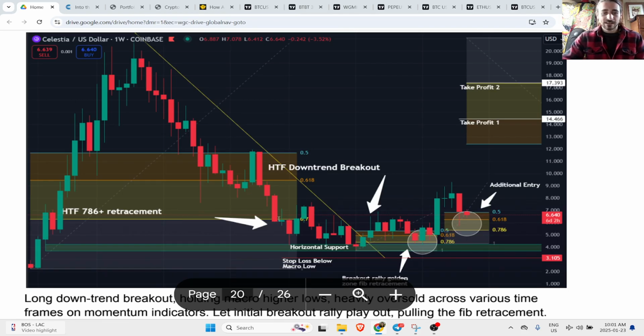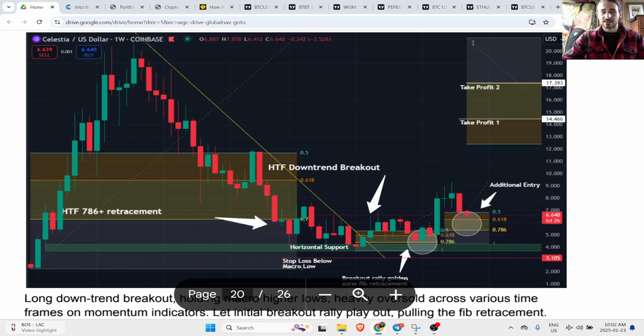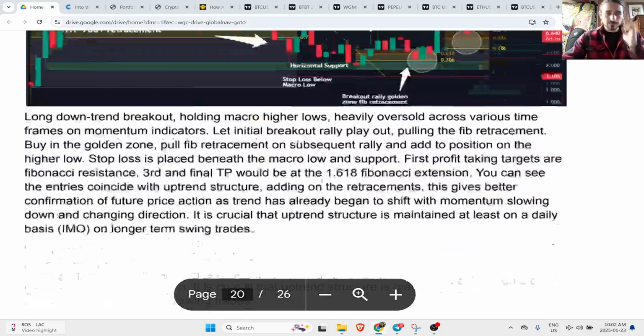Coming down, this high time frame 786 retracement might be where you're adding a spot position. And then we see price breaking out of the downtrend, and to supplement our spot position, we might take another position here in that golden zone and then add to it again in that golden zone, if that's within your strategy. And then our profit taking levels are obviously based on technical resistance on the Fibonacci retracement here, that golden zone from this peak to this low.